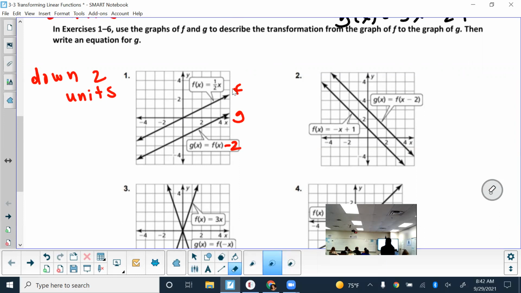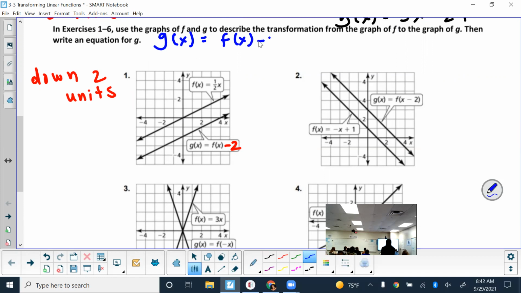All right, now we need to make the equation for G. So G is f of x minus 2. What does f of x equal? It equals 1/2 x. So here's f of x, 1/2 x, minus 2. And you're finished when it's in slope-intercept form. So is g of x in slope-intercept form? Yes. And that does match up with what we have on the graph. It does have a y-intercept of negative 2, and it does go up 1 to the right 2. Make sense?